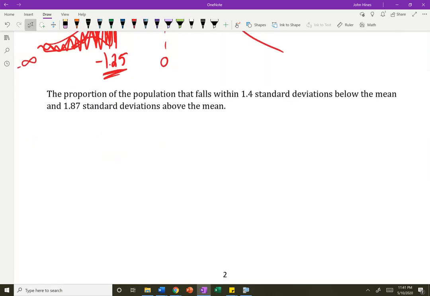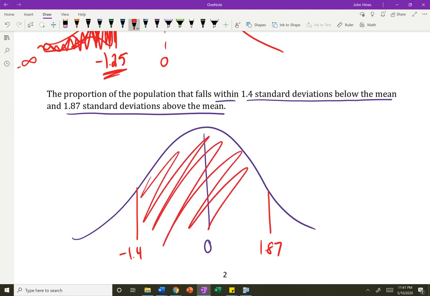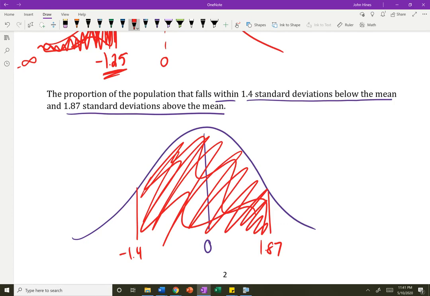Find me the proportion of a population that falls within 1.4 standard deviations below the mean and 1.87 standard deviations above the mean. Well, here's the mean. I want to be within 1.4 below, negative 1.4, and 1.87 above. So I want to know what's this region here. What's that probability that I find someone in that region?